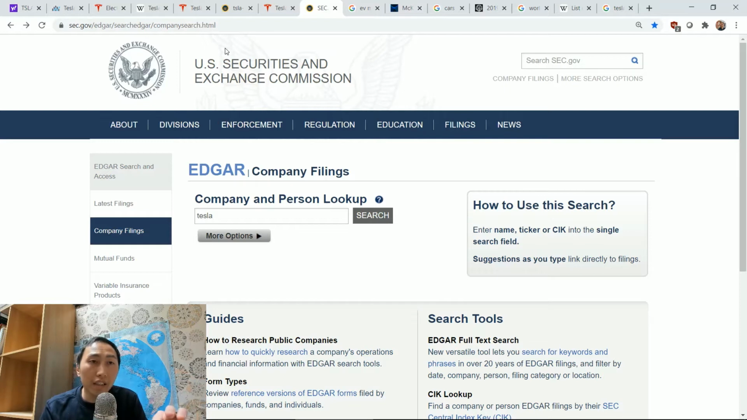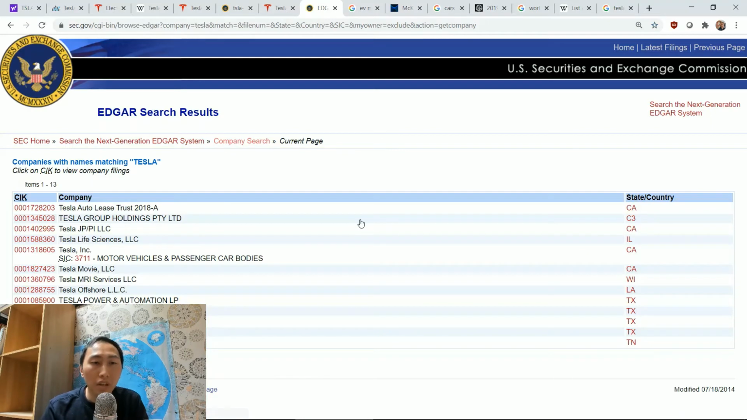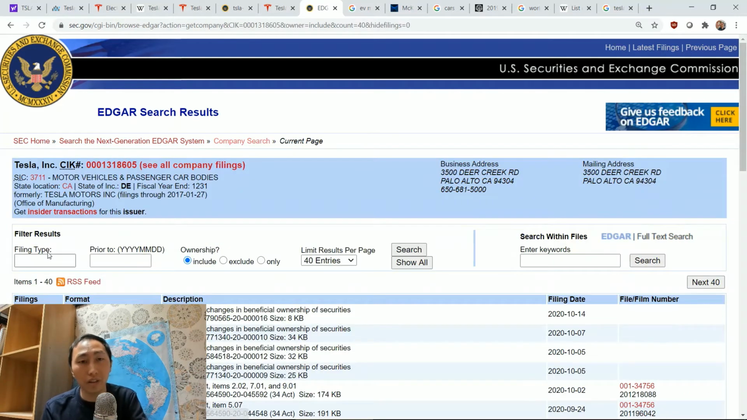to the SEC, which is sec.gov, and you can click company filings, and then for the company lookup, you can type in say something like Tesla. Sometimes I don't find this as straightforward because I type in Tesla and it gives me all these searches, but very quickly I can narrow it down and then just look for Tesla itself. So there's Tesla Auto Lease, Tesla Group Holding, Tesla Life Sciences. There's quite a lot, but I can very quickly see that there's only one company that's got that Tesla filing, so I'm clicking onto this one.